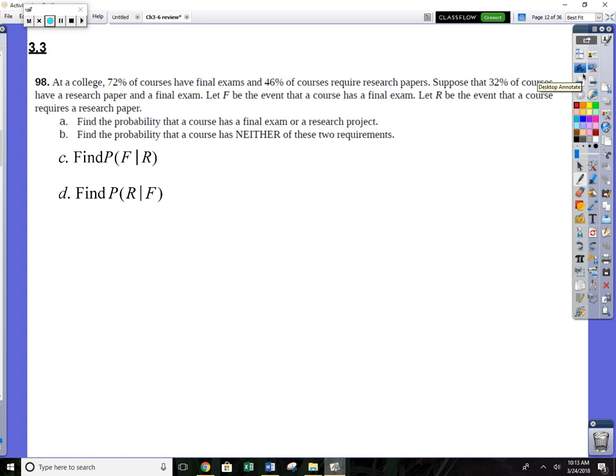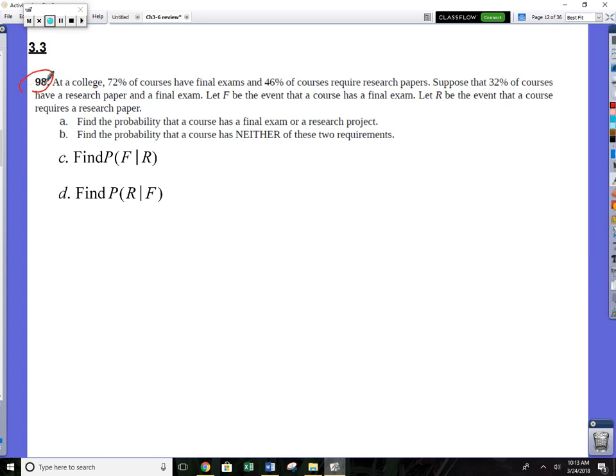Okay, number 98 from your homework. At college, 72% of the courses have a final exam. 46% of them have a research paper. Suppose that 32% have a research paper and final exam. Let F be the event that a course has a final exam. Let R be the event that a course requires a research paper.